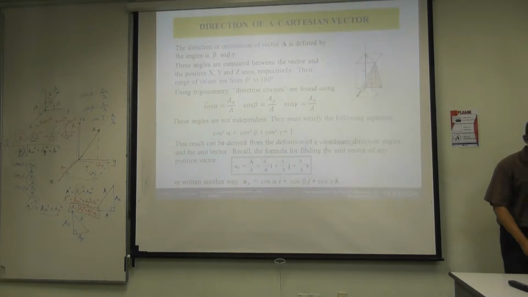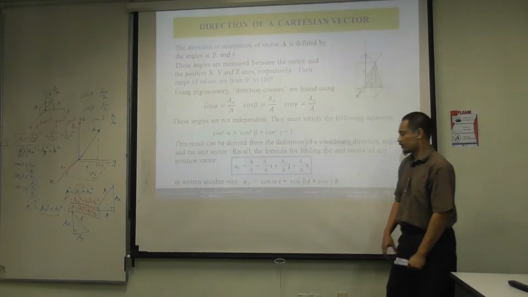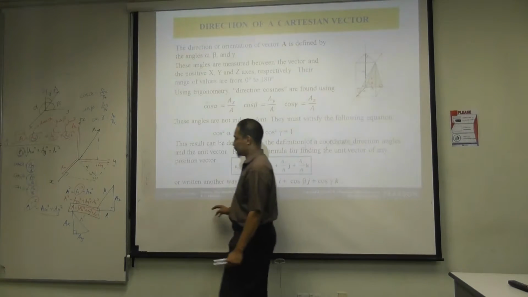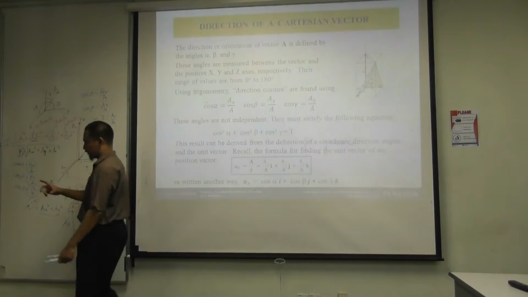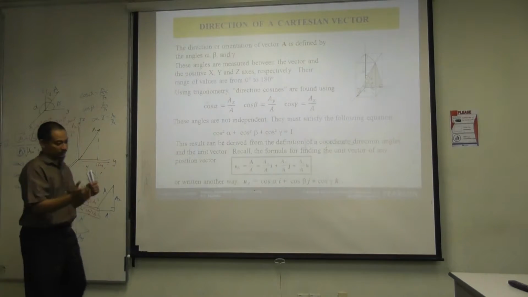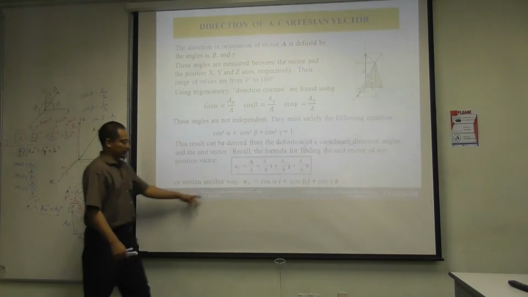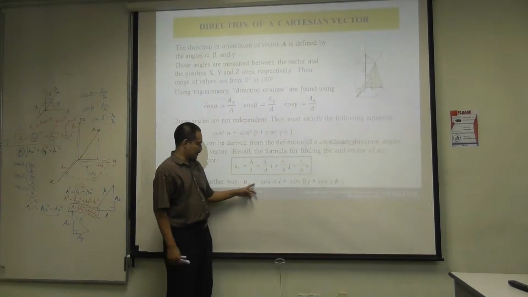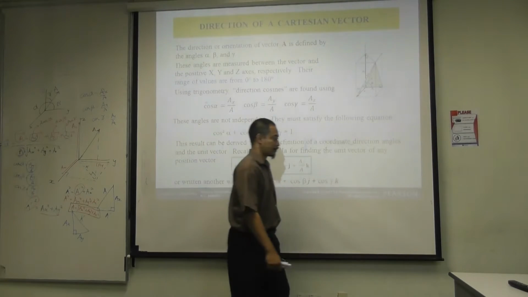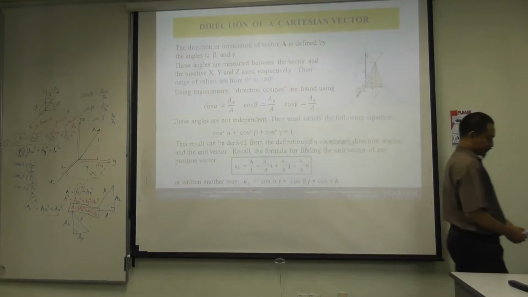So if you understand the concept, the unit vector only gives you the information about the direction, right? Because the magnitude is 1, but it gives you the direction of the vector. And alpha, beta, gamma also only give you the direction. They don't give you the magnitude. So the unit vector is directly linked to alpha, beta, and gamma in that sense.